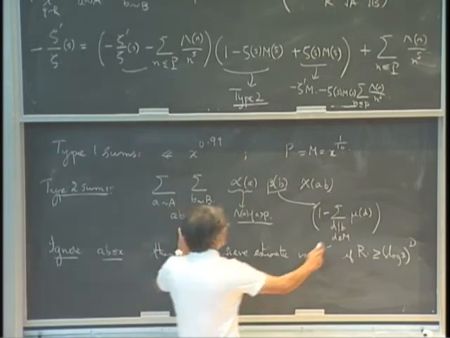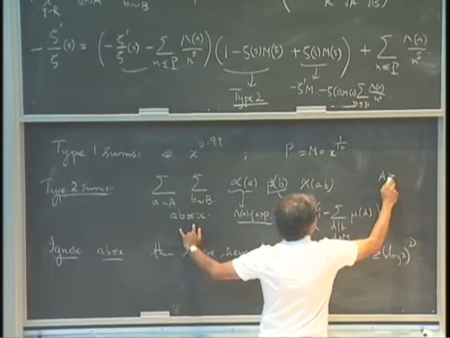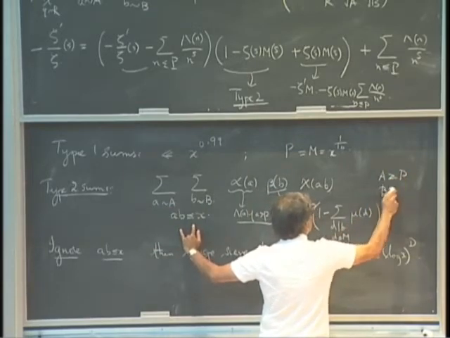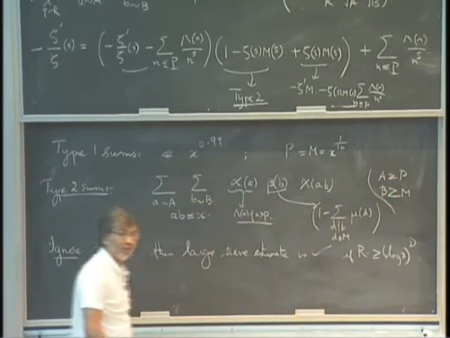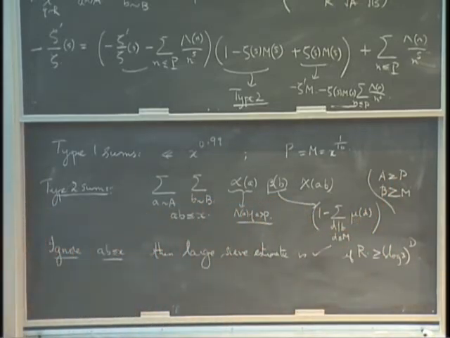I can assume that A is at least as large as P, B is at least as large as M. So these are both larger than some power of x. That's good.